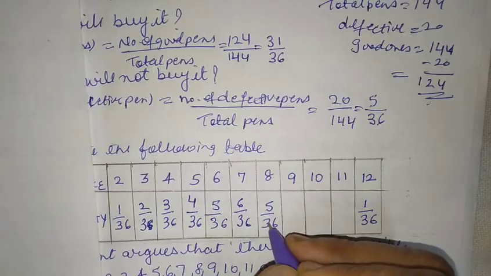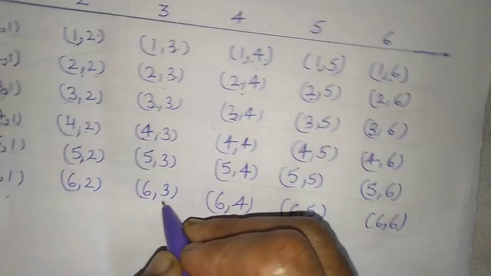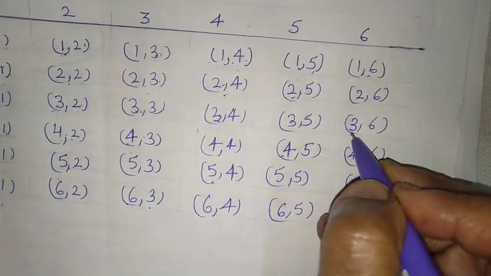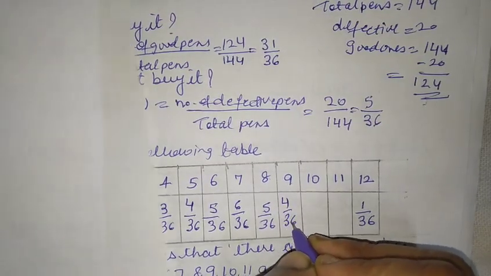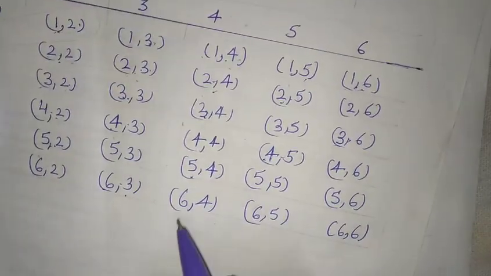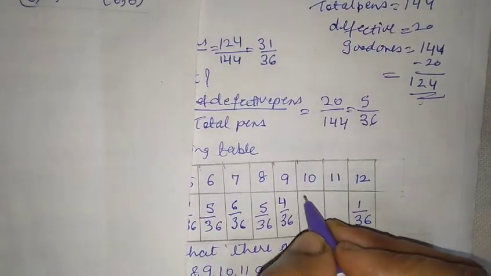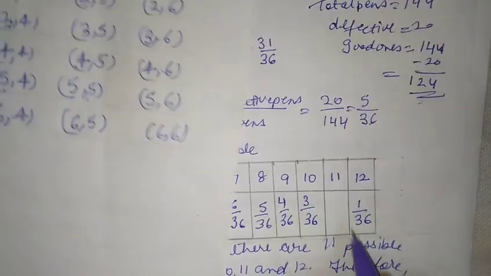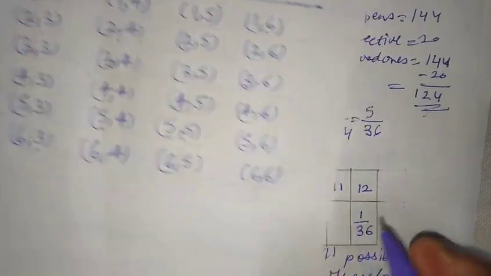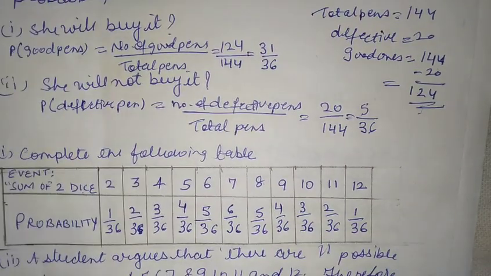The probability that the sum is 8 has been given. So the probability that the sum will be 9 will be 6 and 3, 5 and 4, 4 and 5, 3 and 6. That is 1, 2, 3, 4. That will be 4 by 36. The probability that the sum is 10 will be 6 and 4, 5 and 5, and 4 and 6. That is 1, 2, 3. That will be 3 by 36 here. The probability that the sum is 11 here will be 6 and 5, and 5 and 6. That will be 2 by 36. So we have completed our table here.